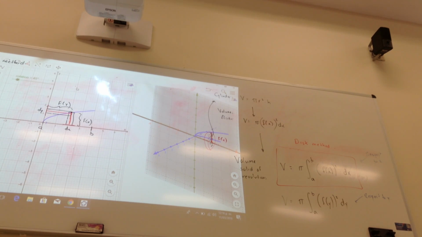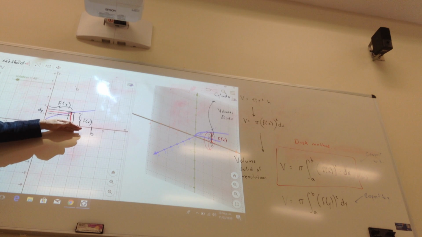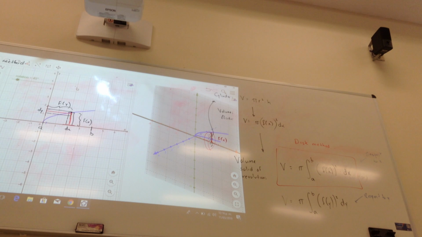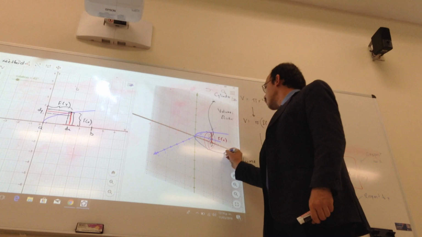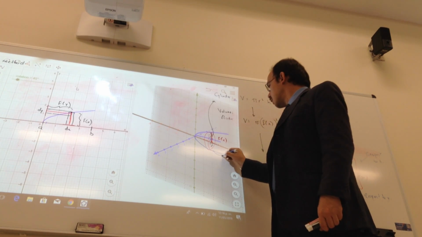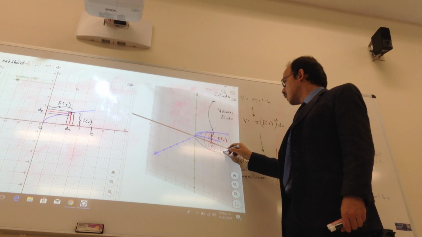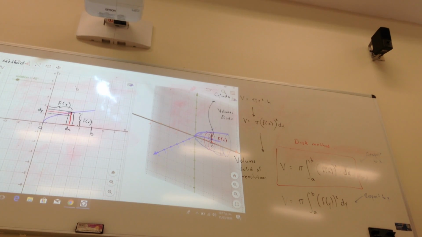Okay? So it depends on the question of the problem. If the problem is with respect to x, you have your graph, you have your rectangle perpendicular to the x-axis. With respect to y, a rectangle perpendicular to the y-axis. Do you understand that? And by rotating all of them, at the end we have the entire figure. Questions?